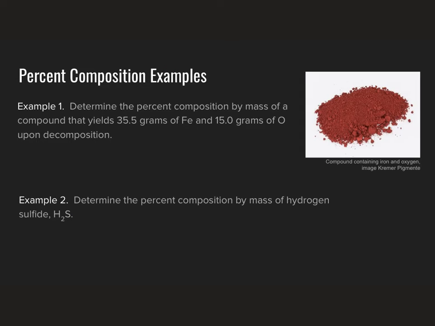So let's go ahead now and work a couple of real quick percent composition example problems. The first of which is a type of problem that we would expect to see if we were dealing with, let's say, data from decomposition reactions for this particular compound of iron and oxygen. So example 1 is asking us to determine the percent composition by mass of a compound that yields 35.5 grams of iron and 15.0 grams of oxygen upon decomposition. Super easy problem right here.